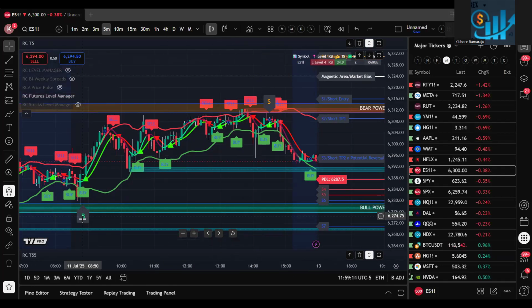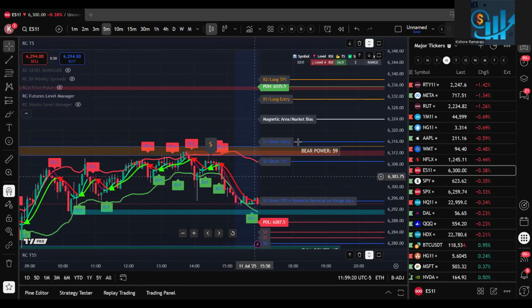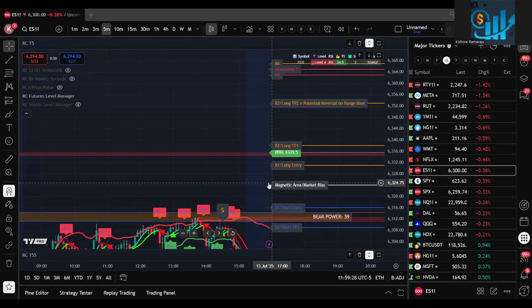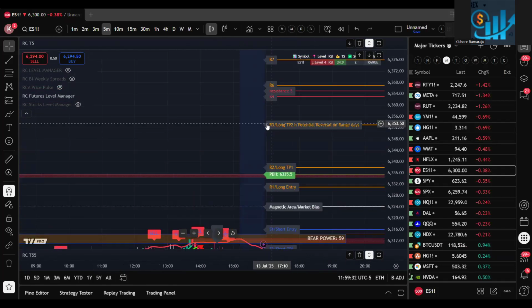it will drop so much, and then it will go back to the magnetic area, and again it will drop. If it is a normal day, a range day, it will just stay in a small range, come to here, go back here, come back here, like that. So for example, if it is a range day, if it goes here, you will get a swing sell signal here. You will get a scalp sell signal here.